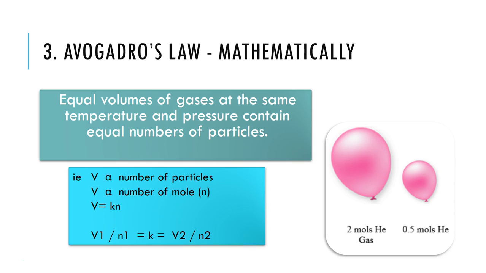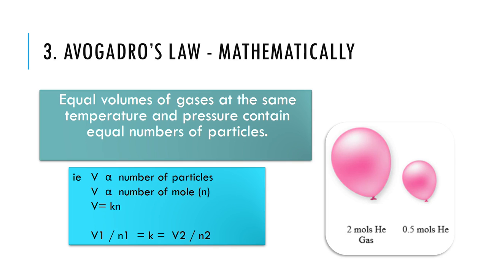So what does that mean? That means mathematically, if we go to describe Avogadro's law in the same way we have for Boyle's and Charles's, we will discover that equal volumes of gases at the same temperature and pressure contain equal numbers of particles, because our volume is directly proportional to the amount of gas that we have there. This will become particularly relevant to us when we talk about a quantity called molar volume.